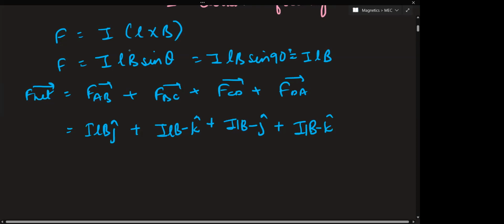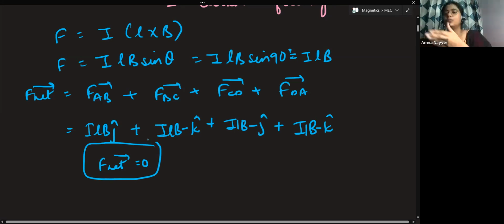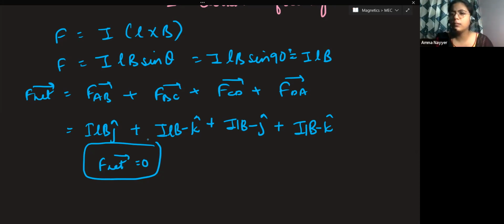So F net becomes 0. Force is what? This is your translatory force, the force required to move the object like this. This force is 0. So in the exam, two things can come directly.